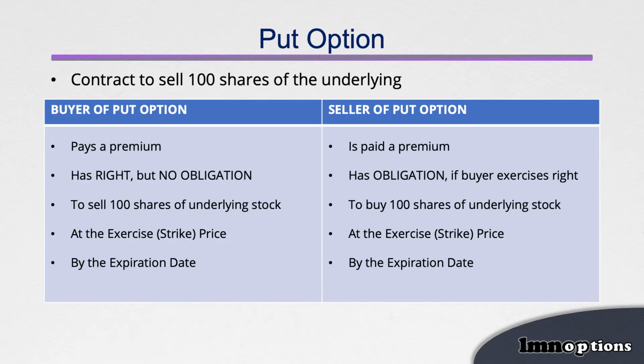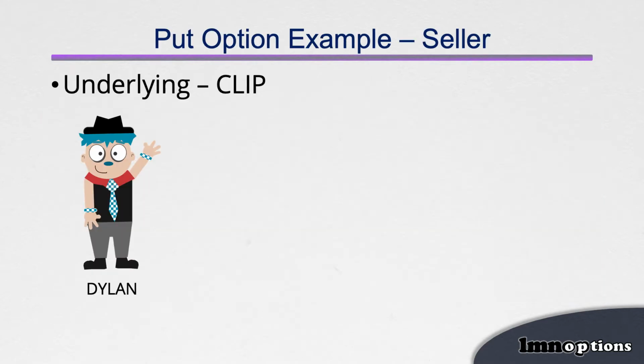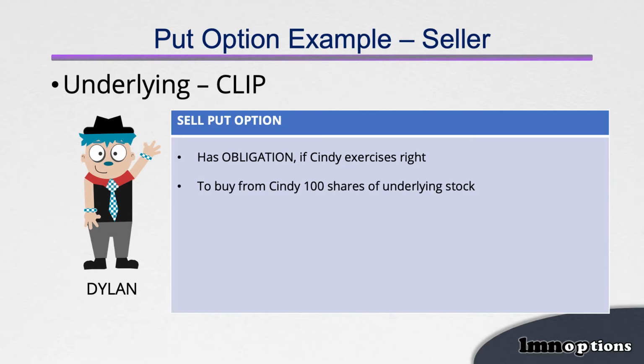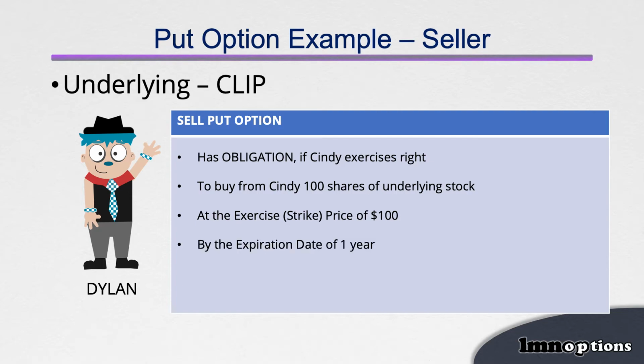So put options are contracts between two parties, the buyer of the put option and the seller of the put option. Let's take a look at how these outcomes affect the seller of the put option. The seller of this put option is Dylan. By selling the put option, Dylan has the obligation, if Cindy chooses to exercise the right, to buy from Cindy 100 shares of the underlying stock at the exercise price of $100 per share by the expiration date of, in this case, 1 year. And for this option contract, Dylan is paid a premium of $1,000.